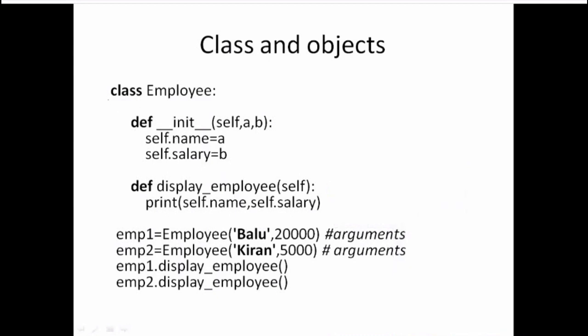So you know what is class employee. This I don't have to explain. You have created a class called employee. In this class there are two functions. This is one function and this is another function. Now the second function is pretty clear: display underscore employee is the name of the function. But in the first function, there is some new word which is coming: underscore underscore init underscore underscore, open bracket, close bracket, self, comma, a, comma, b. It seems to be confusing, but it is not at all confusing.